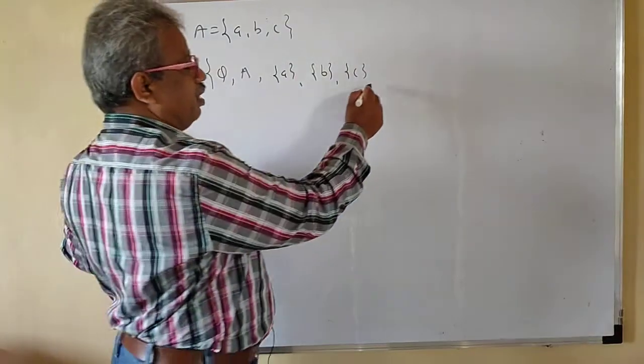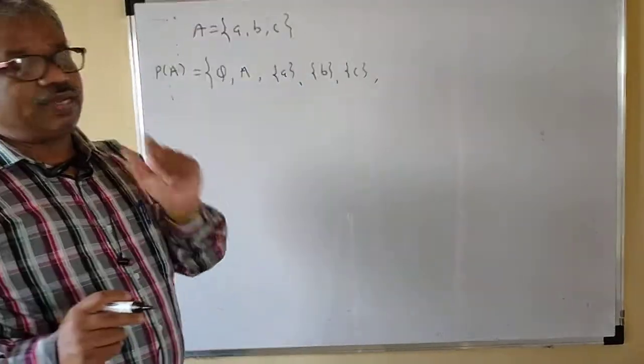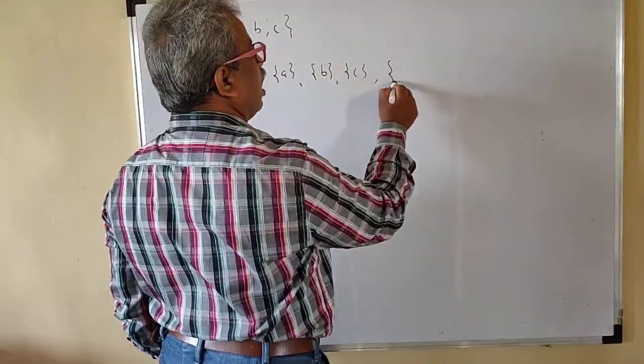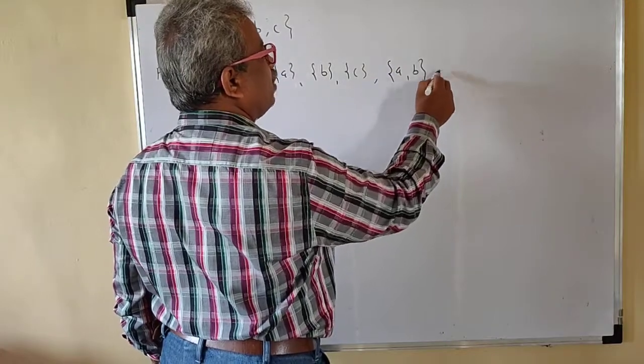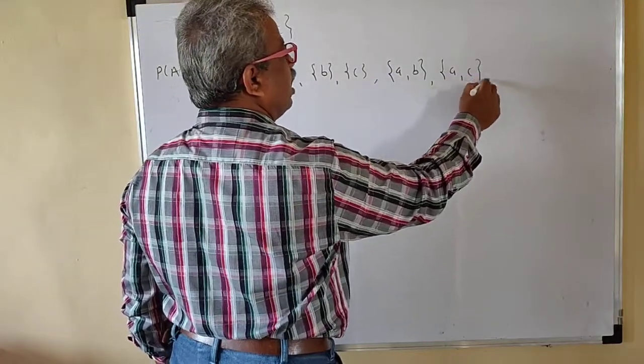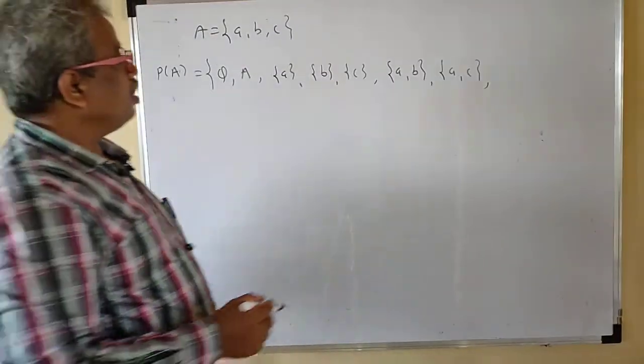Singleton. Now I will take a doubleton. That means I will take 2 elements only. So how can we take them? I will take {a, b}. I will fix a here and then take it with b. Then what? {b, c}.